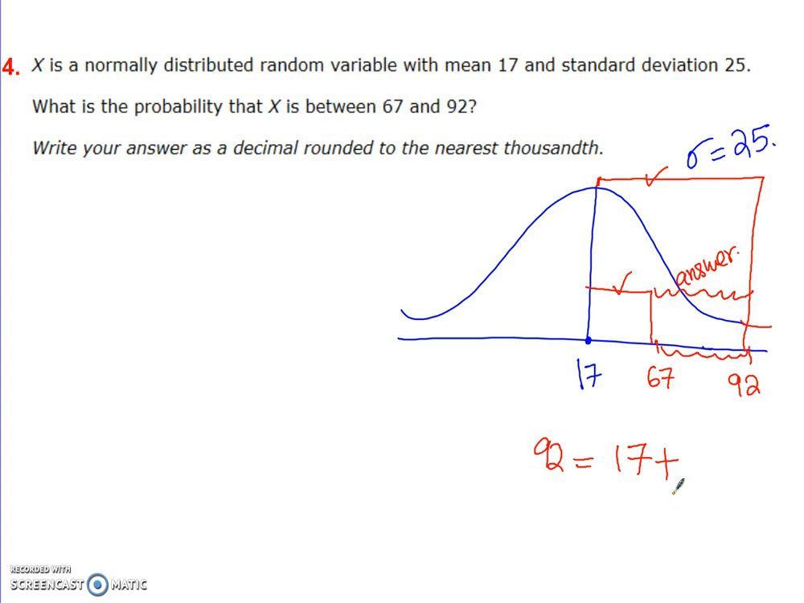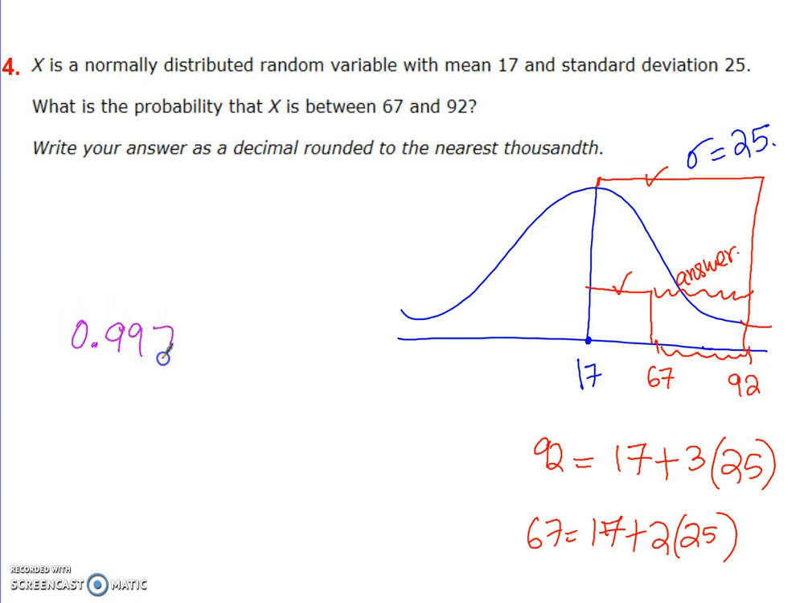17 plus 1 time 25 is 42. Add another 25, you get 67. So we know that 67 is 17 plus 2 times the standard deviation. And you keep on adding another 25, you get 92. So 3 times standard deviation is this 92. So up to 92, it's 3 times the standard deviation. We know if the number is 3 times standard deviation, the probability is 0.997.